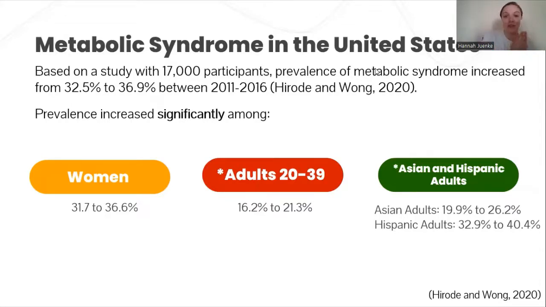In 2011, we had 32% of the 17,000 participants be diagnosed with metabolic syndrome. And then at 2016, it jumped to 36.9%. So it is on the rise.